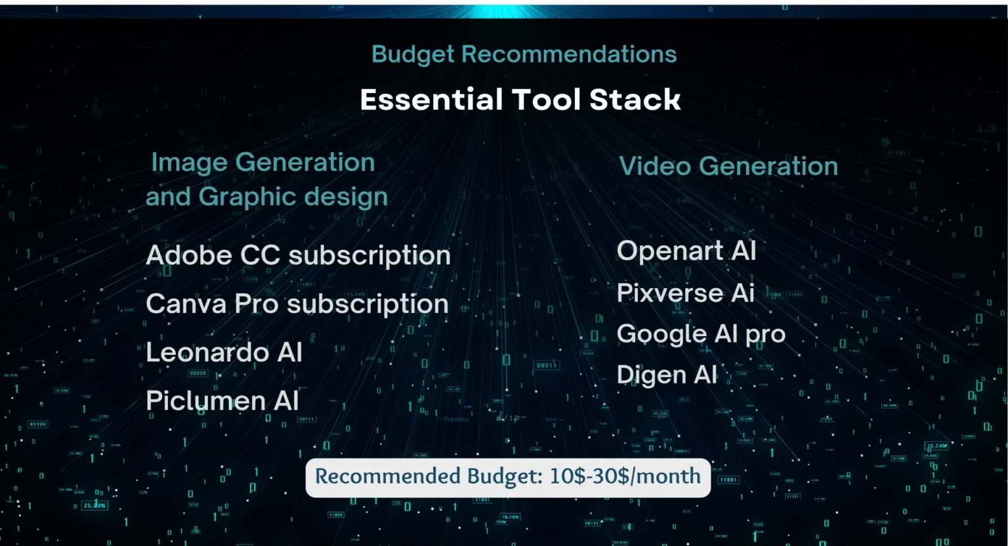The good news is, you can access a powerful combination of these platforms on a budget of just $10 to $30 per month, especially by choosing monthly or annual plans and mixing free tiers where possible. This gives you a robust creative toolkit without overspending, perfect for freelancers and teams alike.